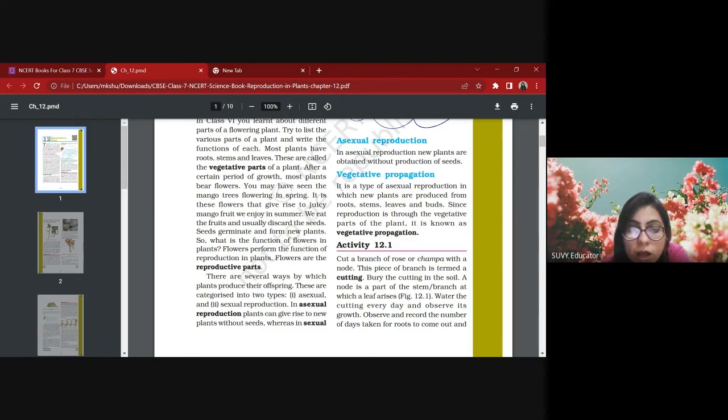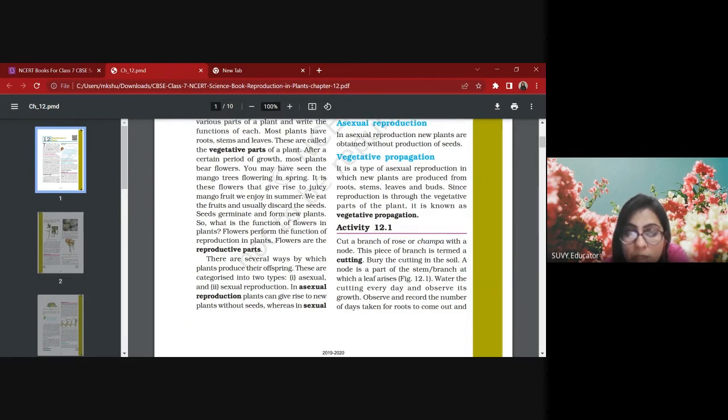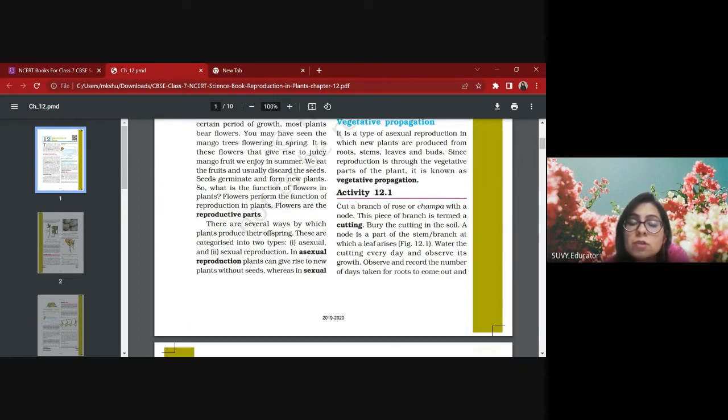What is the function of flowers in the plants? How do these flowers come? Flowers perform the function of reproduction in plants. So we are discussing reproduction. Fine, these flowers and fruits come from reproduction. Seeds come from reproduction. But who performs this reproduction process? The flowers. The flowers are the reproductive part.